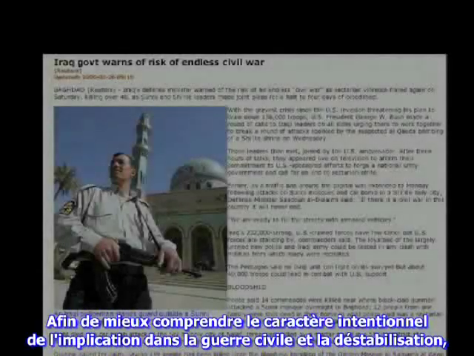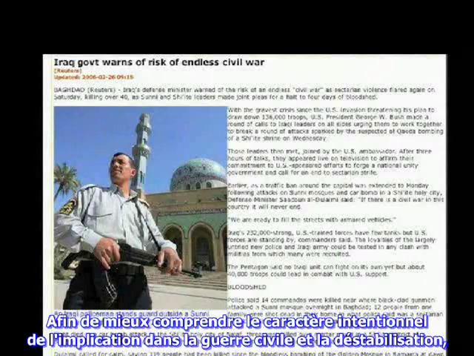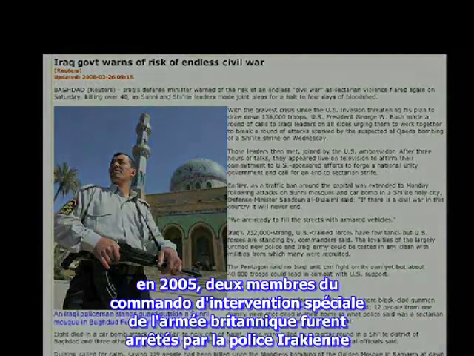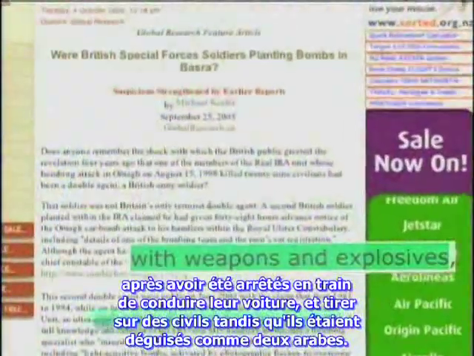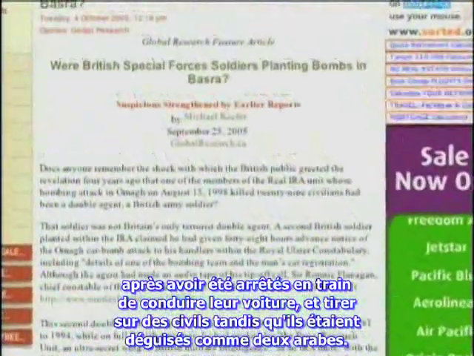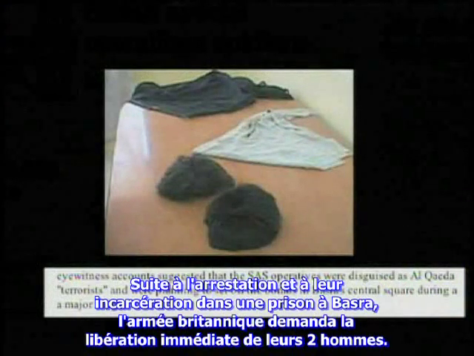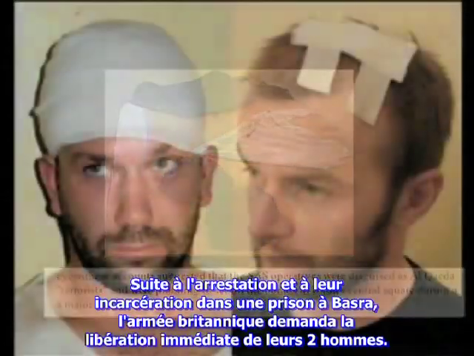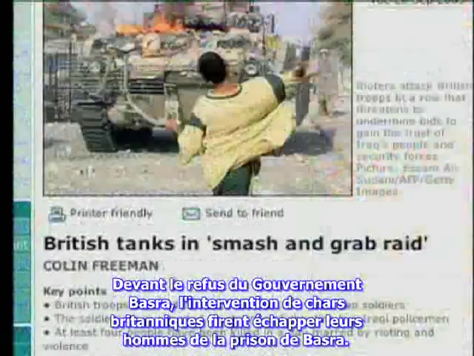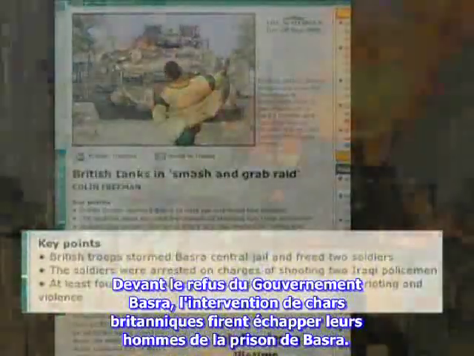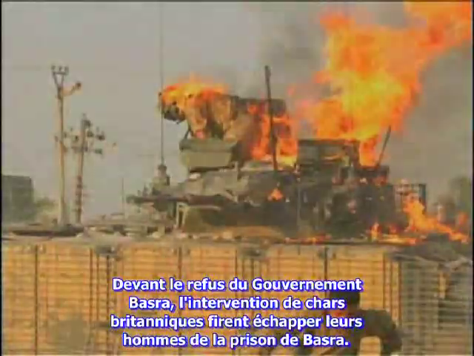For further implication that the civil war and destabilization is purely intentional, in 2005, 2 elite British SAS officers were arrested by Iraqi police after being caught driving around in their car shooting at civilians while dressed up as Arabs. After being arrested and taken to a jail in Basra, the British Army immediately requested the release of these men. When the Basra government refused, British tanks came in and physically broke out the men from the Basra prison.